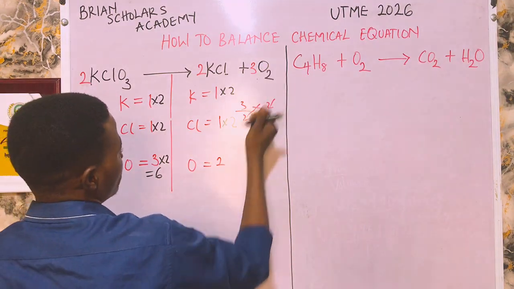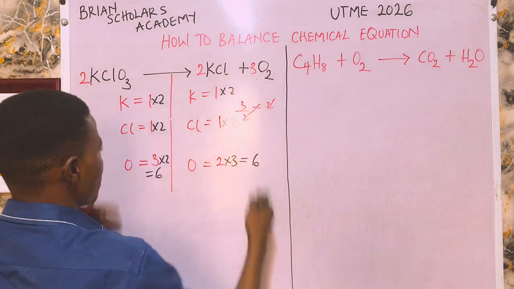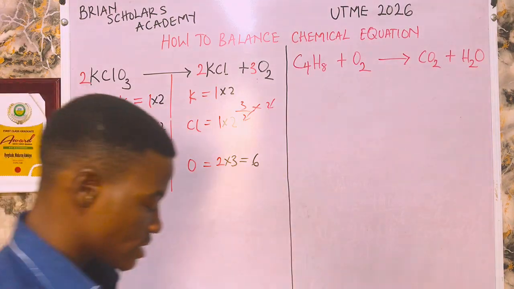Then here as well, 2 multiplied by 3, that's 6. So it is balanced, right? So now let's go ahead and balance the second one.